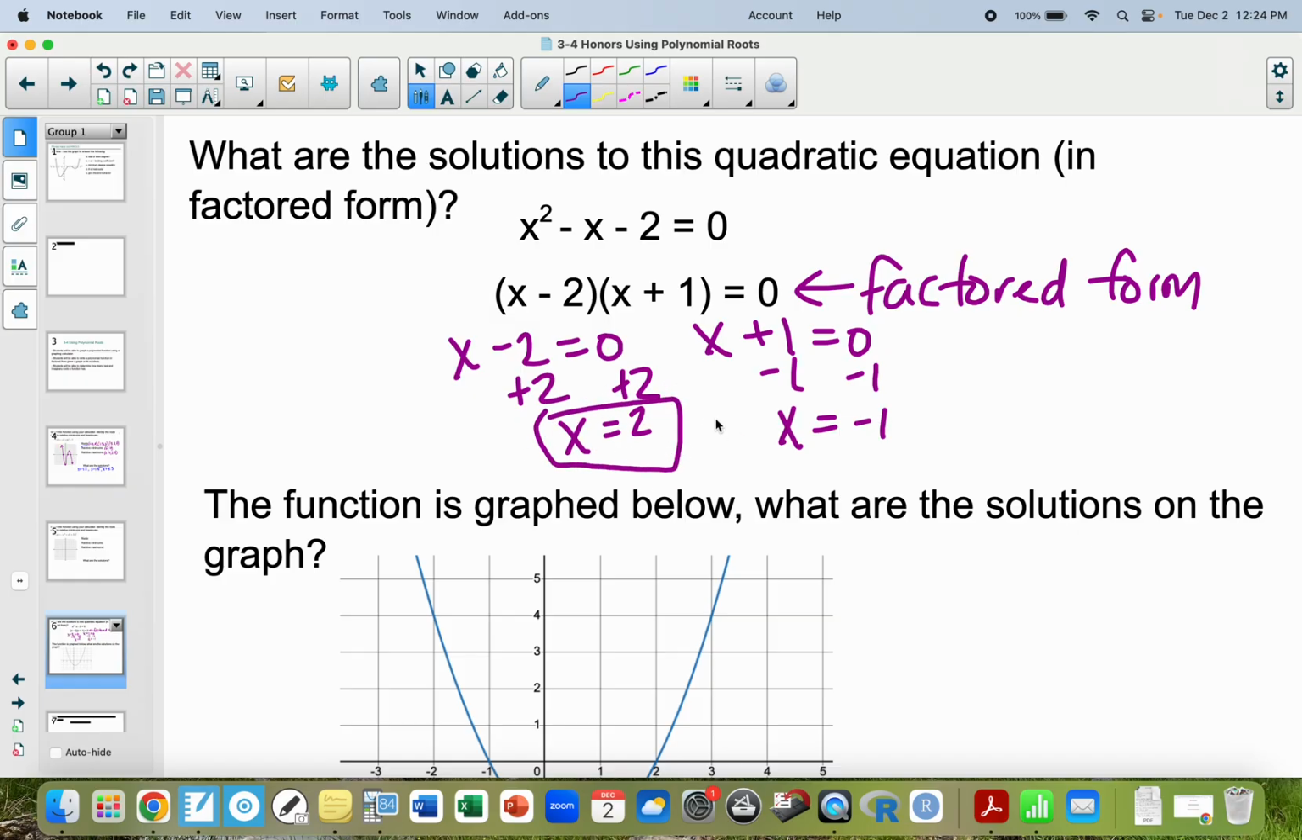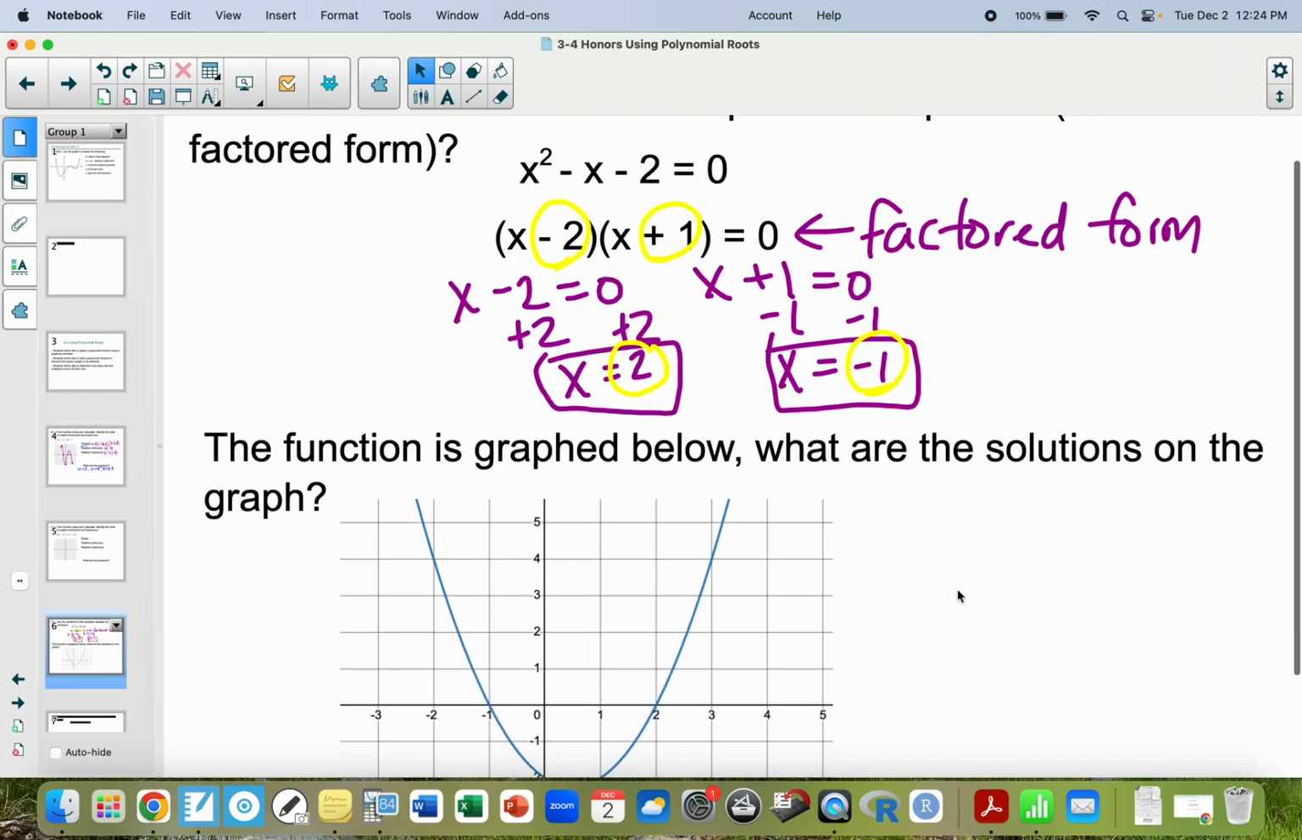Okay, something that is important here, that I know a lot of us have already started to see this pattern, is that the sign of the solution is always switched from the factor. So for example, this solution's a positive 2, but the factor was an x minus 2. This solution is a negative 1, but the factor was an x plus 1. Okay, so that'll be important whenever we're writing in factored form.